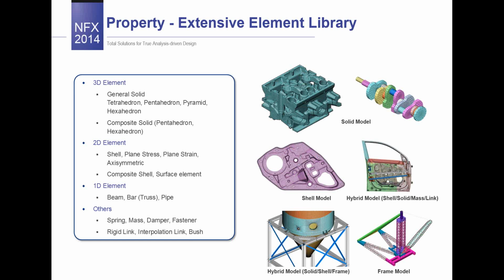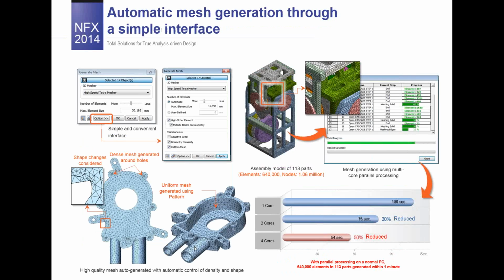We can use 2D elements like shells, plane stress, plane strain, axisymmetrical elements, composite shells, and typical examples are pressure vessels, sheet metal brackets, some kind of roofs, for example, composite wings. 1D elements like beams, rods, and pipes model structures like trusses, frames, bridges, and scalar elements like springs, masses, dampers, fasteners, and also MPC elements, which are also called rigid interpolation links, to create some kinematical relationships.